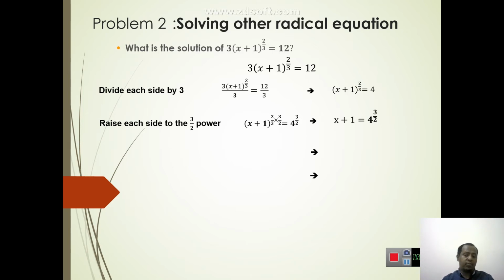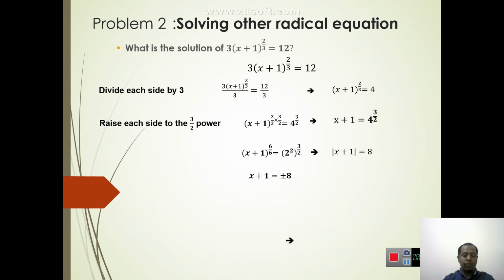Here, one thing that you have to be careful about is that the radical exponent, which is 2 over 3, has a numerator which is even. Because of that, I'm going to have an absolute value equation, which is the absolute value of x plus 1 is equal to 8. Then to solve the absolute value equation, as you learned in the previous quarter or grade 8, it will be x plus 1 is equal to plus or minus 8, which means that I'm going to have two equations.